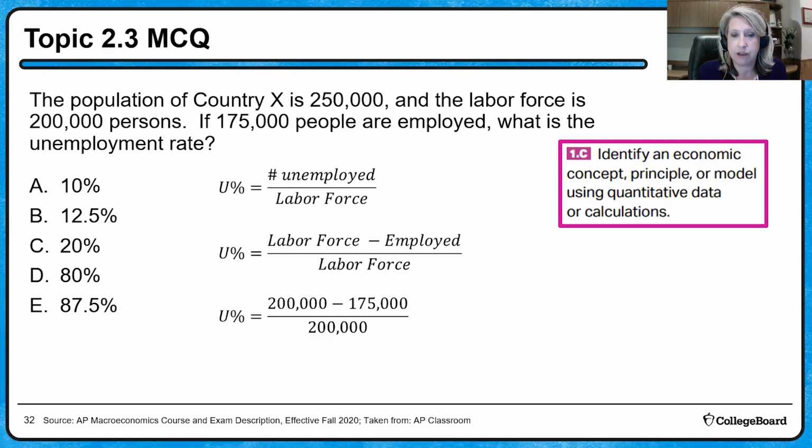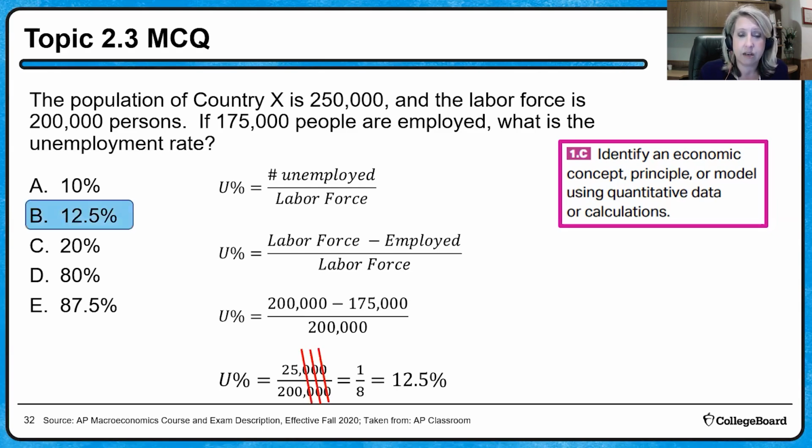So 200,000 minus 175,000 over 200,000. Again, we're getting rid of some of those zeros. So we're basically looking at 1/8, which is 12.5%. So our unemployment rate is 12.5%.